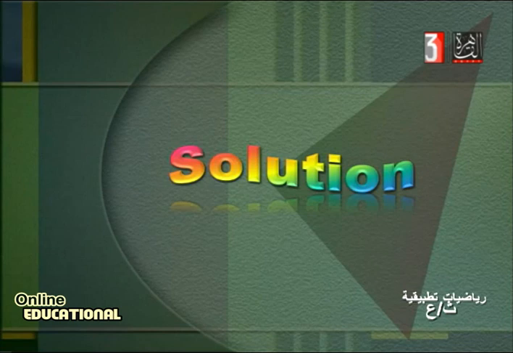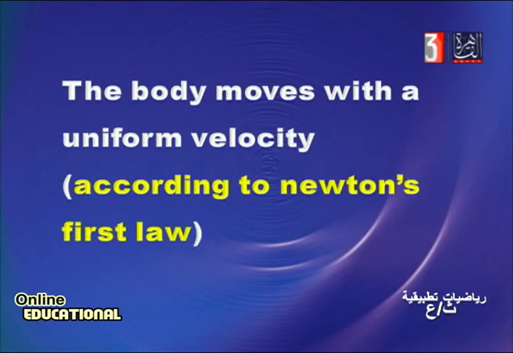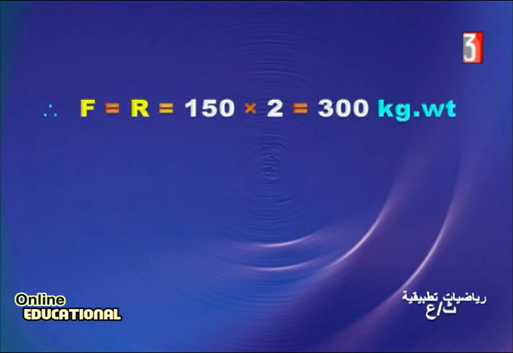When a body moves with a uniform velocity, according to the Newton first law, then F, the engine force, equal the resistance force. Then F equals R equals 150 kilogram weight times 2, the mass of the car. Then the engine force equals 300 kilogram weight.